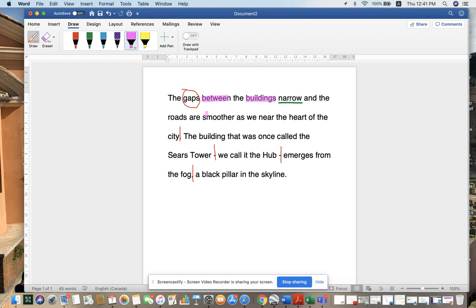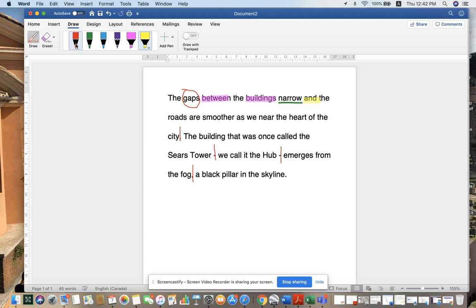versus here is just describing the already existing gaps between buildings, and you're not getting that visual representation of them all of a sudden narrowing. So if you really think about it, it makes a little bit of a difference of imagery, but comprehension-wise, it's the same thing. We got a conjunction, and, okay?